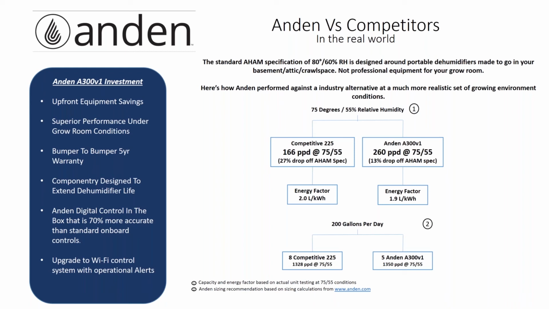For them, we hold that line. So in a room that has 200 gallons worth of feed rate, you need 8 of their dehumidifiers to do the same job that we can do with 5. And that's just capacity. That doesn't even account for the fact that the controls are 70% more accurate, et cetera, et cetera. There's a lot you can do, and you can do it really well.